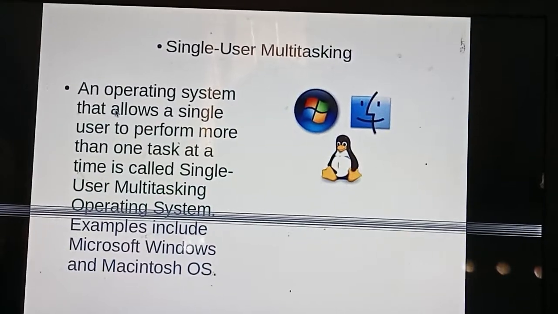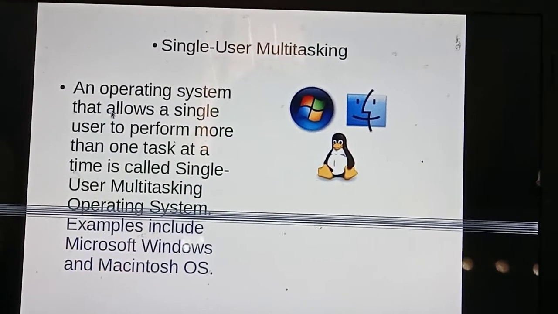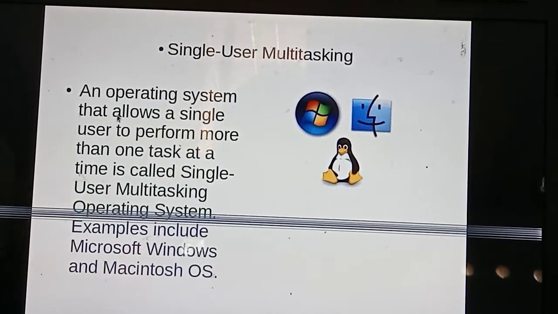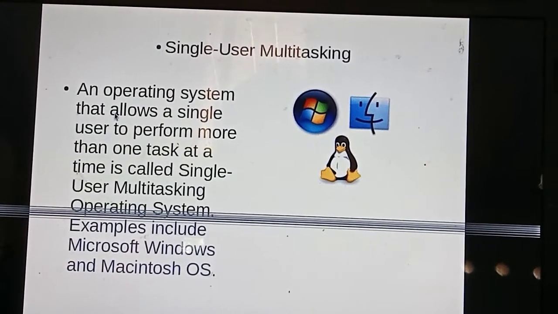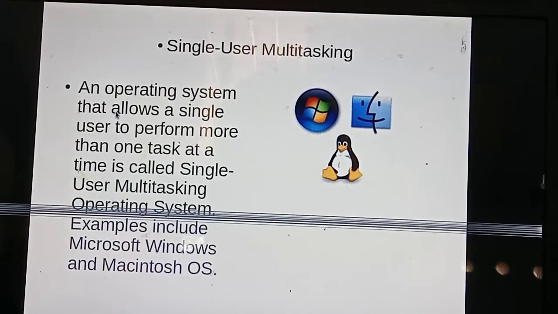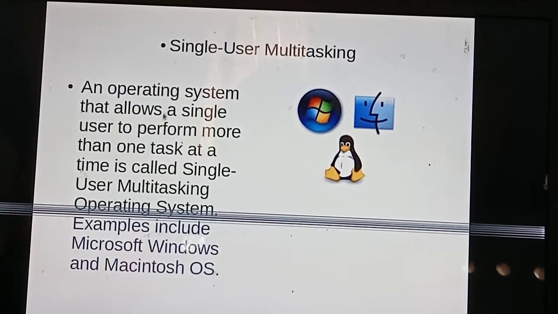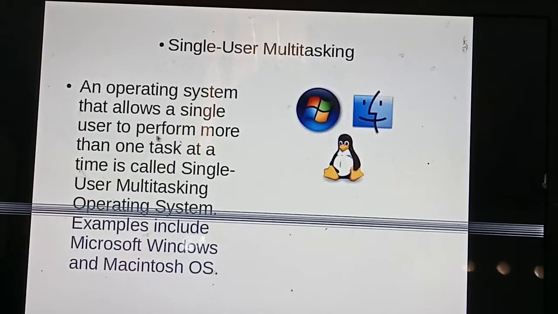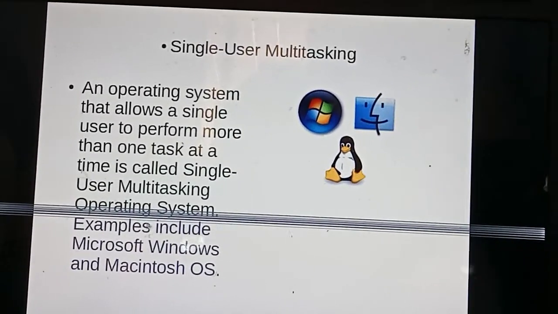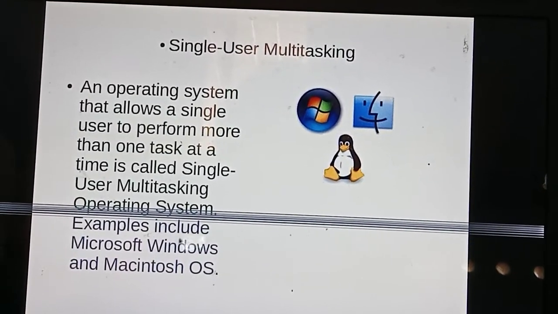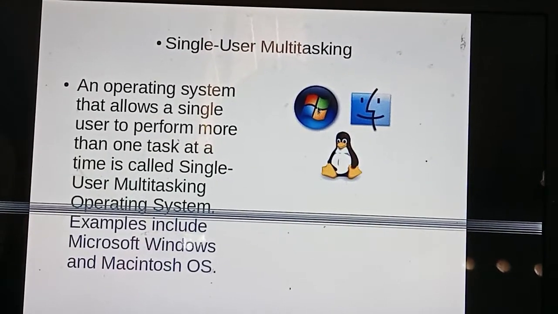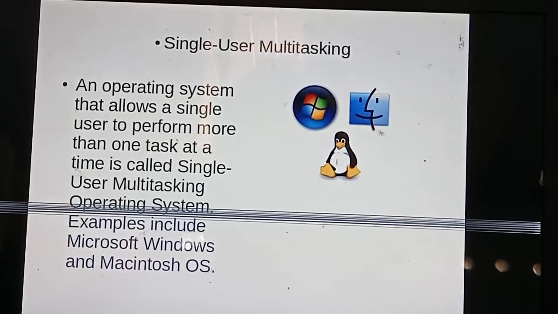That is, while you are typing in LibreOffice, at the same time you can listen to music. While you are typing, or while you are playing a video, at the same time you can browse the internet. So multiple applications you can run at the same time. Examples of single user multitasking operating systems are Microsoft Windows, Linux, then Macintosh.